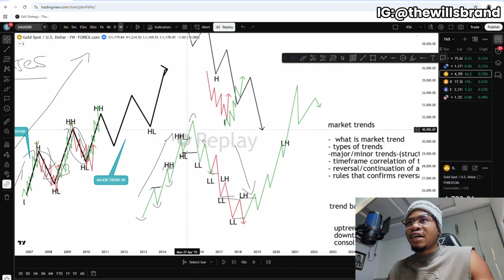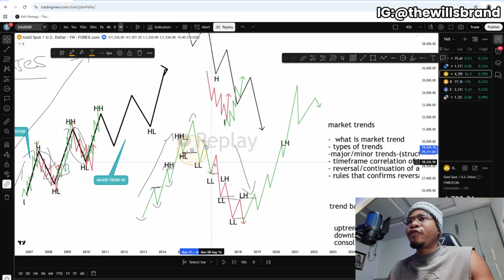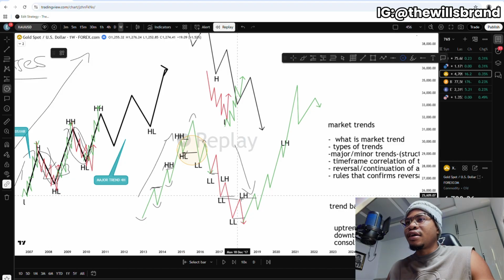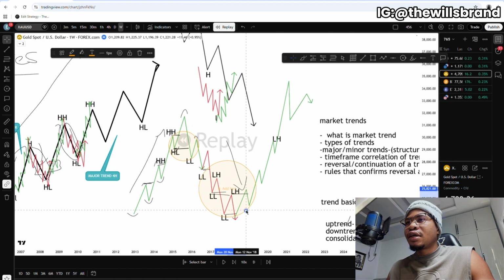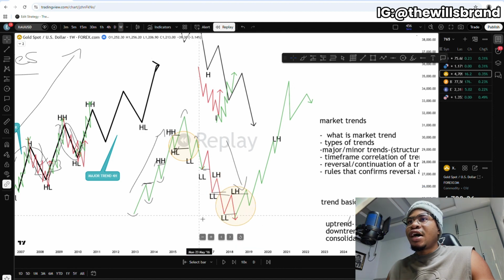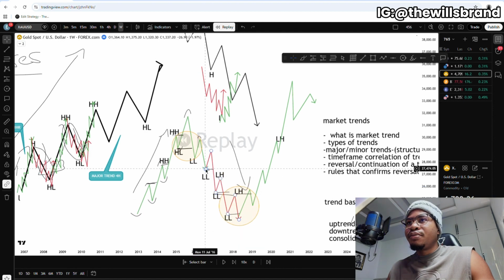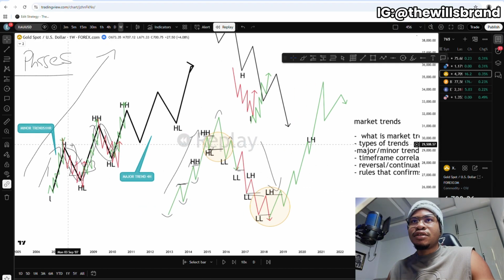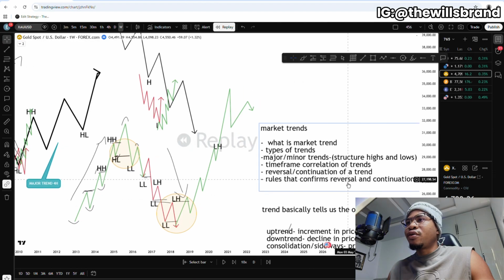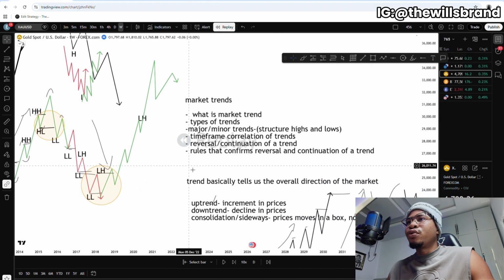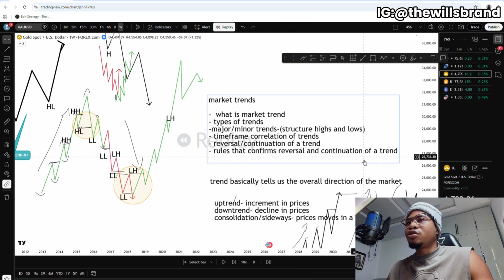So this is reversal. For uptrend to downtrend, we break a higher low. All right, so this is where the reversal happens. We break a higher low. Then for downtrend to uptrend, we break a lower high here. So the moment we break a lower high, that is a confirmation for our reversal. And for continuation, for a downtrend, the market has to keep breaking lower lows. For an uptrend, the market has to keep breaking higher highs. You can see that example here. So that is for reversal and continuation. So these are the rules that confirm reversal and continuation of a trend.